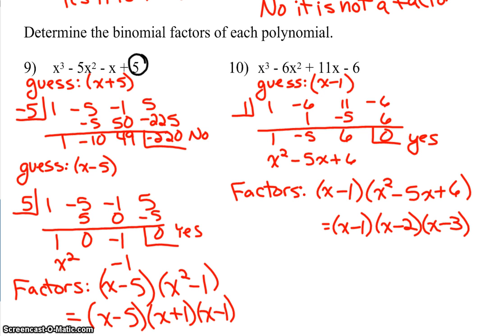On number 10, I made a good guess with 1. So I had x minus 1 as one of my factors and x squared minus 5x plus 6. Then to complete it, I factored the x squared minus 5x plus 6 and got x minus 2 and x minus 3.